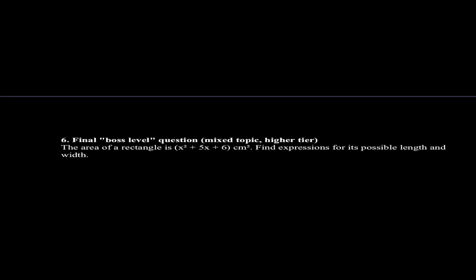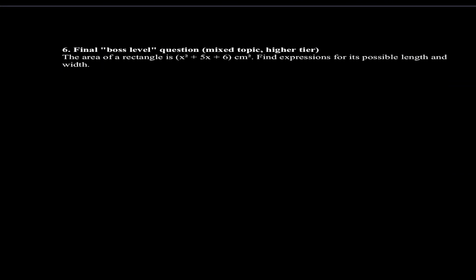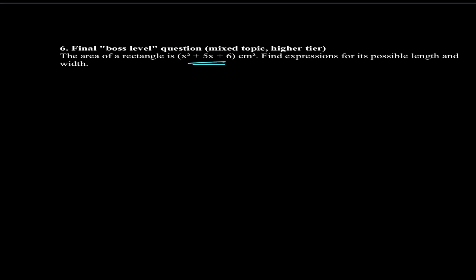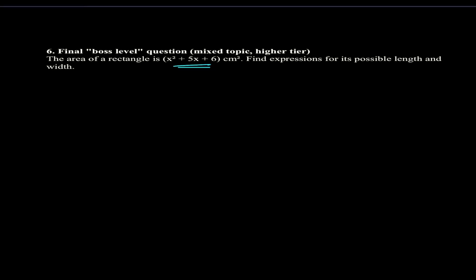Okay, the boss question. Let's see if you could do this one. So the area of a rectangle is given by this. Find an expression for its possible length and width. Okay, so this looks tricky. It's basically saying the length and the width multiplied. So if you multiply the length and the width, you get this quadratic. So what are the two factors of this quadratic? That's what it's asking really. We've done one like this before. We just need to factorize this.